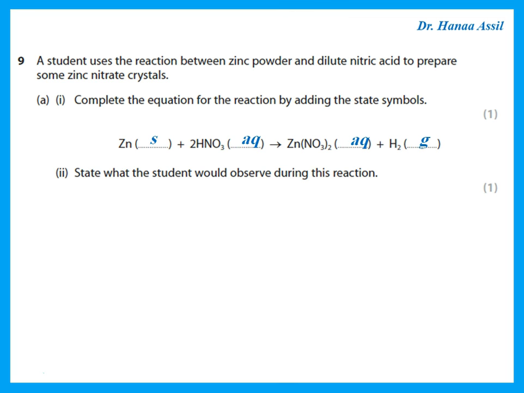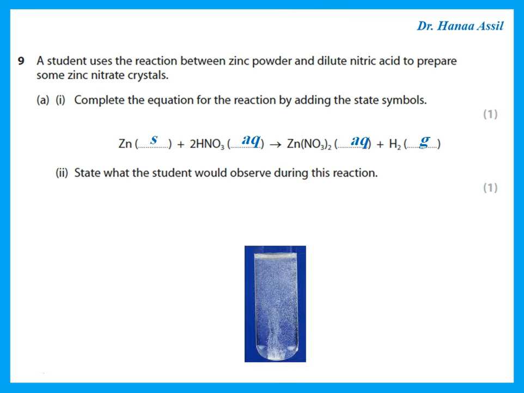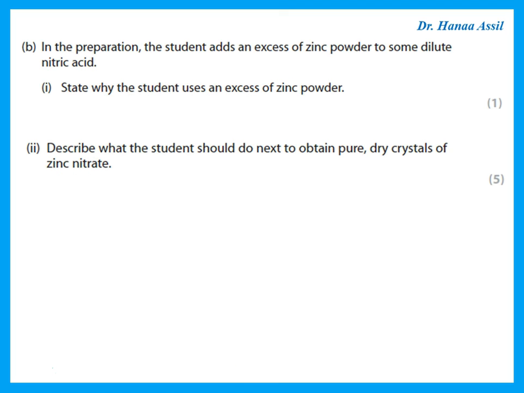State what the student would observe during this reaction. So he's putting zinc on a solution. He's putting metal on acid, and I'm going to get hydrogen gas. If you add a metal to acid and you get hydrogen gas, what do you see? Anything that gives out a gas, what you see is bubbles of gas or fizzing or effervescence. All of these are the same.